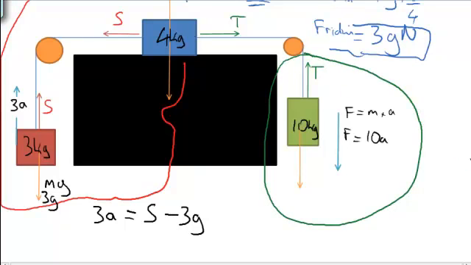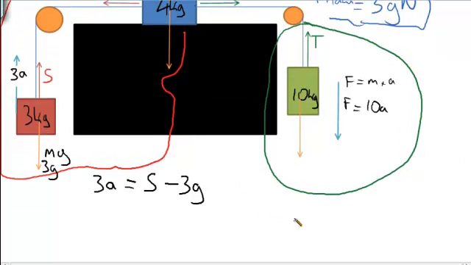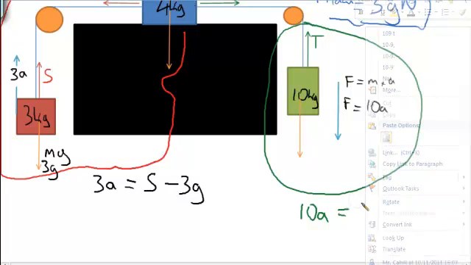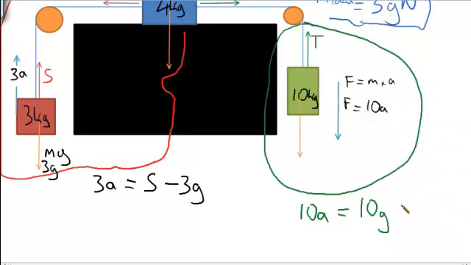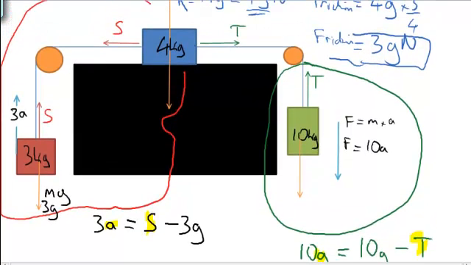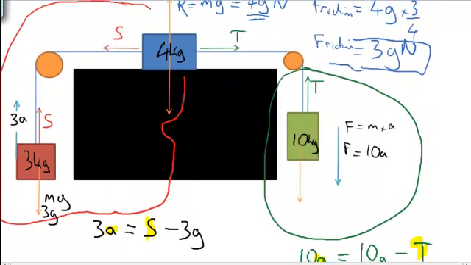Now, get another equation. And for this one, we know that the overall force, 10A, will be equal to 10G minus T. The big difference here is that instead of having an A and a T, we've got an A, an S, and a T. So we've got three unknowns. So we're going to need three equations to solve this problem.